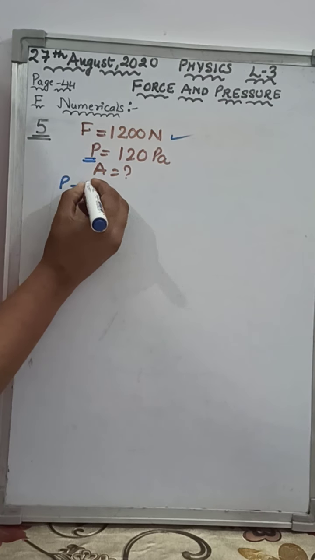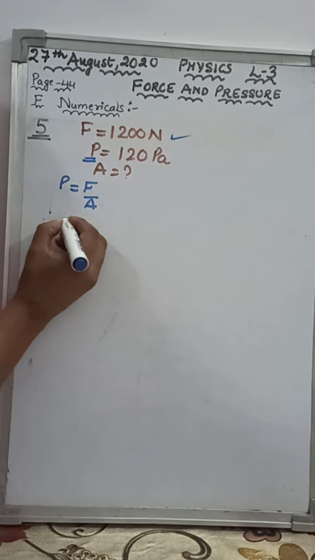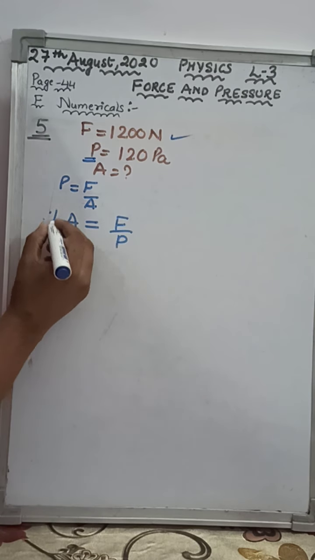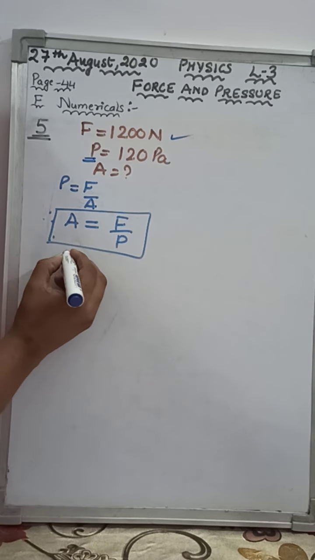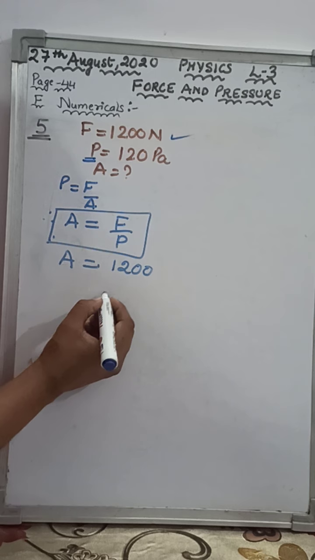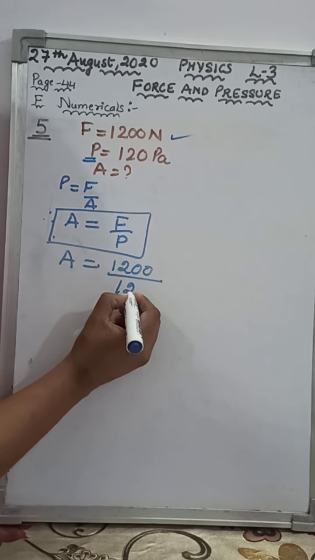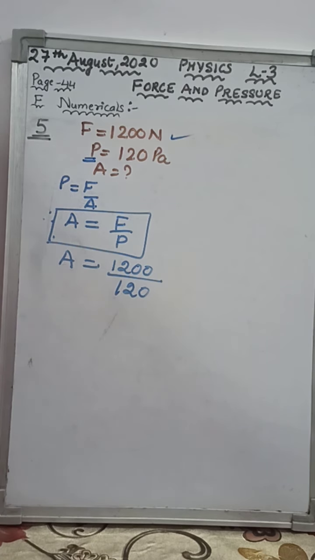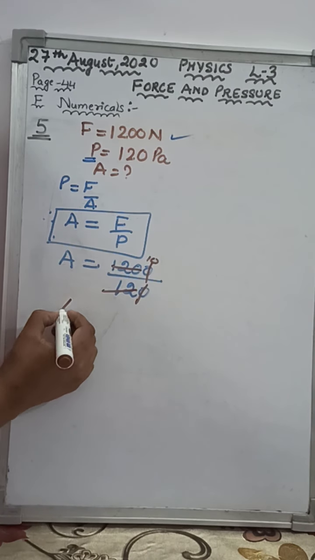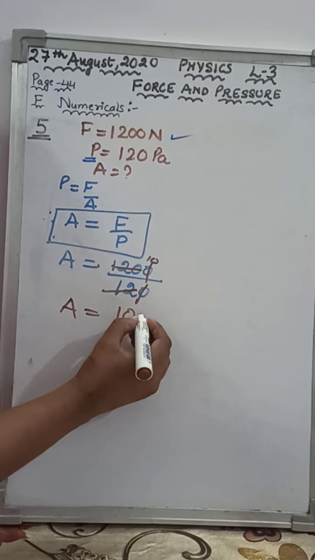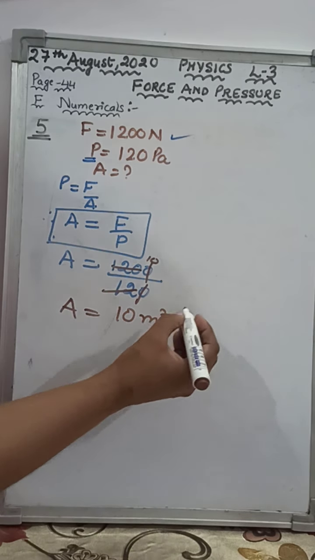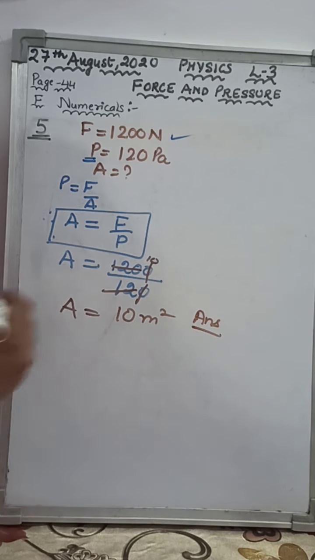So pressure is equal to force upon area. Therefore we have to find the area, which will be equal to force upon pressure. Clear? So we will substitute the value. Force is given to us, 1200 Newton. Pressure is given to us, 120. Now you will simplify. Cancel the 0. This will go 10 times. So area of tire is coming out to be 10 meter square. So this is the answer of numerical number 5.